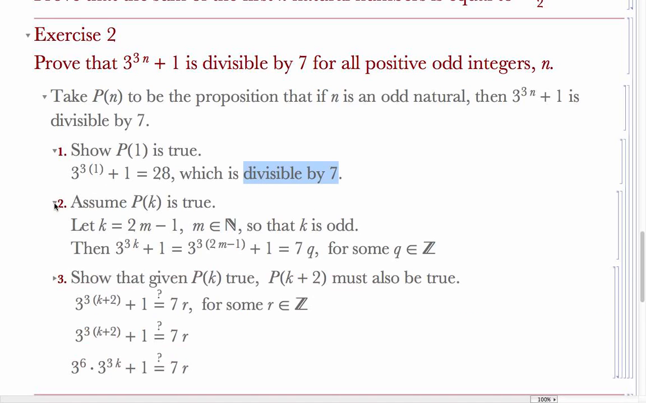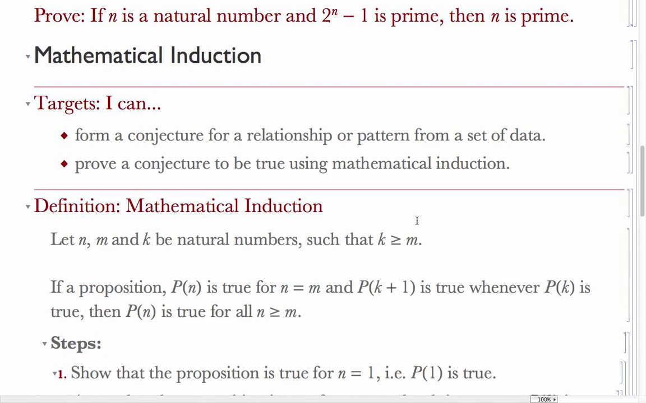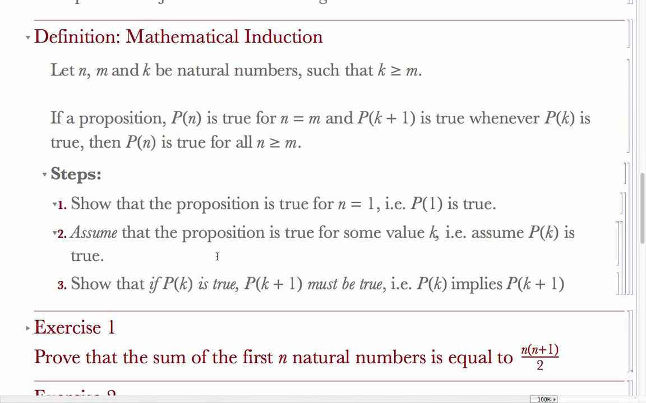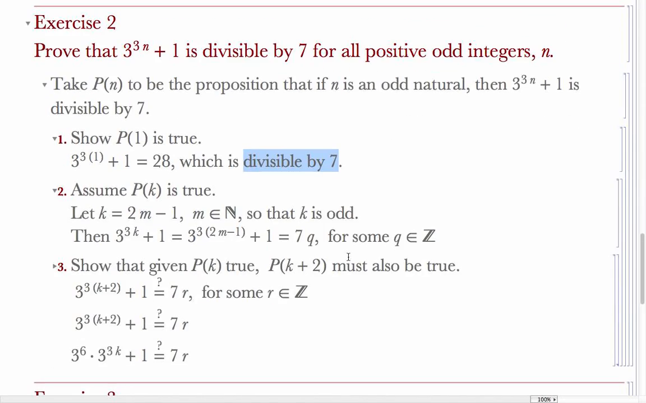Okay, let's look at the third step where we show that given P of k is true, P of, in this case, k plus 2 must also be true. Let me pause here for a second because we said that in mathematical induction the third step is such that when P of k is true, we show that P of k plus 1 must also be true. But in this case, because we're dealing with odd integers, we don't want to use k plus 1 because k plus 1 will be an even integer. So I'm using k plus 2, and that might seem like it's violating the definition of mathematical induction.